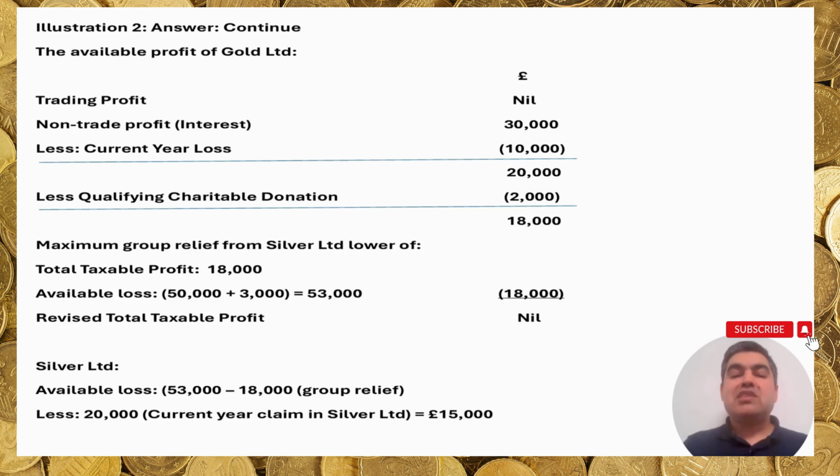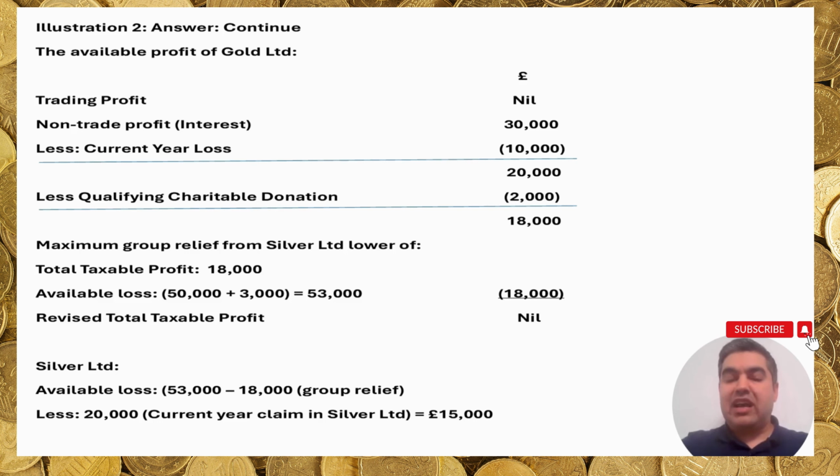Now what will happen to Silver Limited? Silver Limited has a total loss of 53,000. 18,000 will be used against the group relief of the Gold Limited profit, and they will use 20,000 against the current year claim in Silver Limited. Remember, Silver Limited has a property income of 20,000.